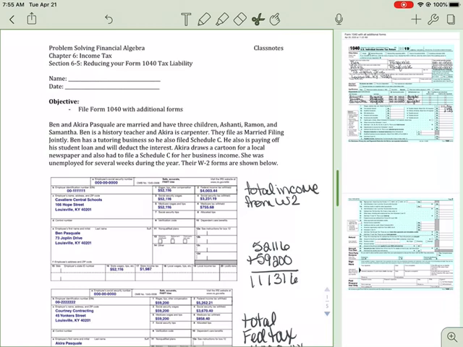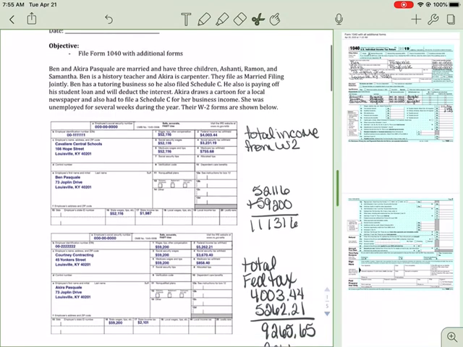So Ben and Akira Pasquale are married. They have 3 children, Ashante, Raman, and Samantha. Ben's a history teacher. Akira's a carpenter. They're filing jointly. He also has a tutoring business, so he already filled out the Schedule C, so we're not worrying about that. And he's paying off his student loans. We'll deduct the interest. Akira also has a cartoon for a local newspaper, so she has already filed the Schedule C for her business. And she was unemployed for several weeks during the year.